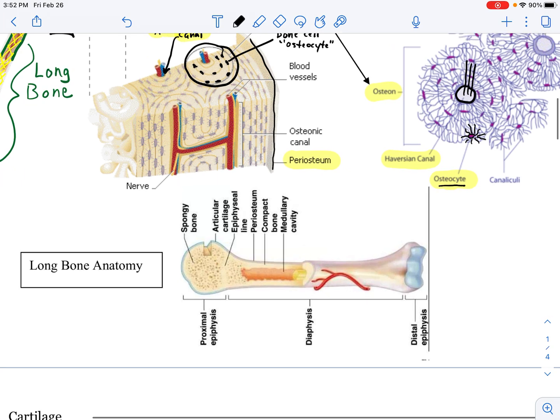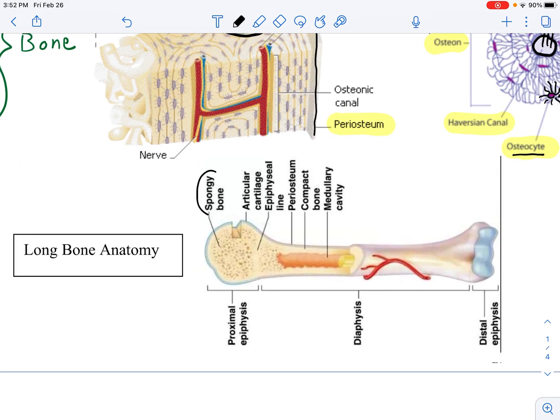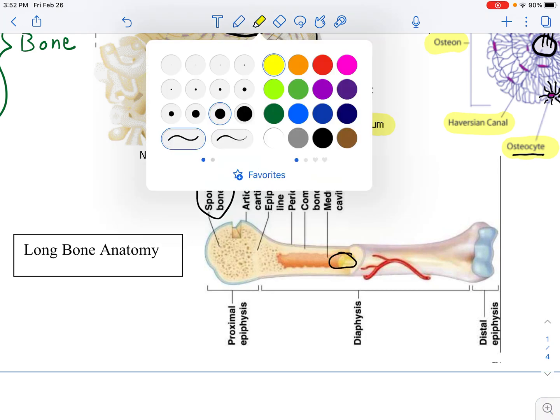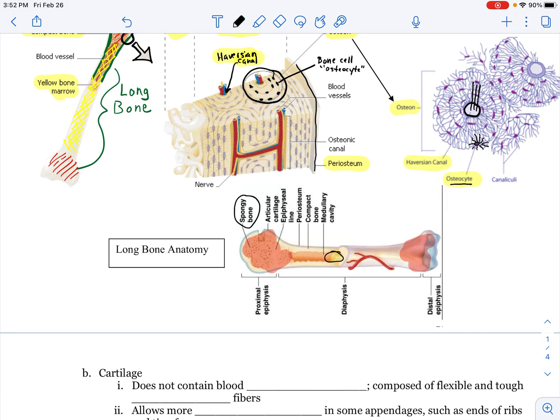And down below, just for reference, you have another bone diagram. You can see spongy bone. You can see the shaft of the bone or the diaphysis. You can see the marrow here, the yellow marrow. There would be red marrow, that would be here at the ends. Yeah, so that's called a long bone.